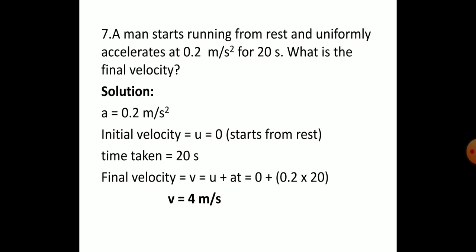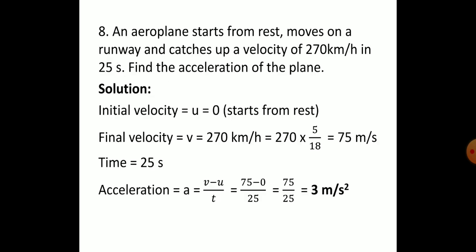Rest means he's sitting or he's standing or he's at that position for a long time. Now he's going to start. So at that time u will become 0. What will be my final velocity? I'll be using this formula. V is equal to u plus at. That is 0 plus a is what? 0.2 and t is what? 20 seconds. So 0.2 into 20 will give me 4 meter per second. So my final velocity is equal to 4 meter per second.